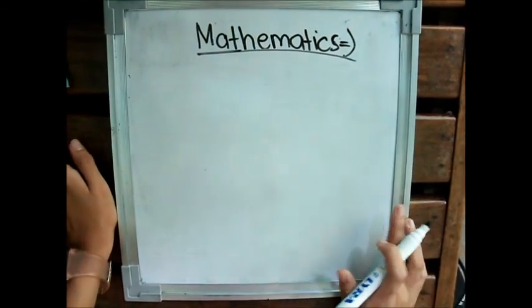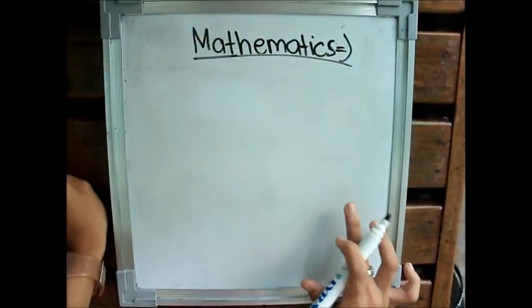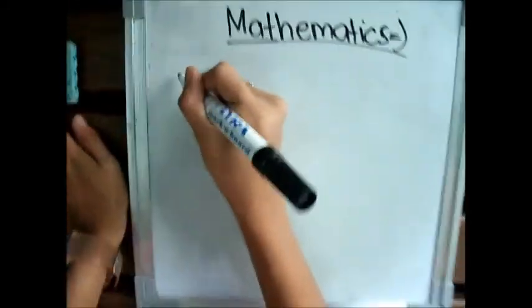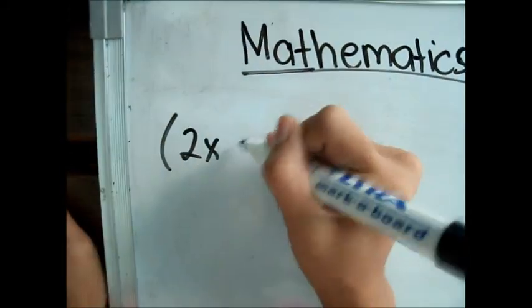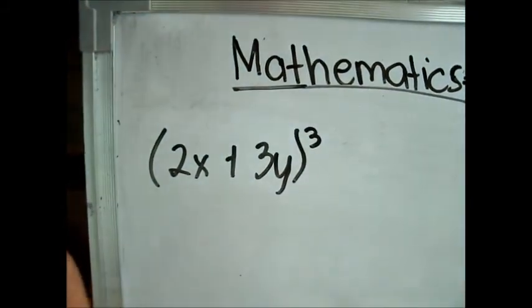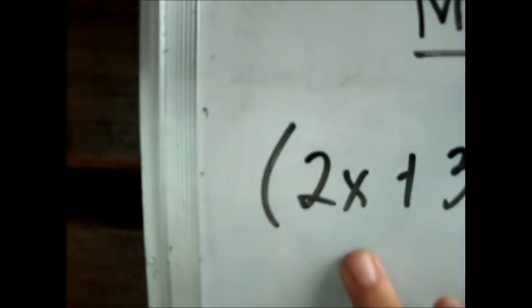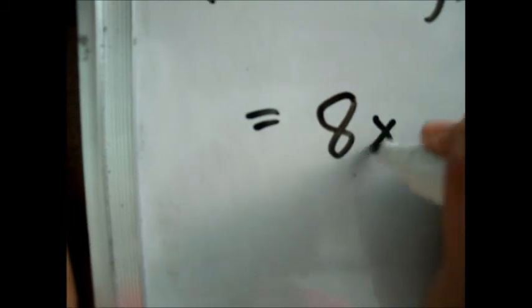Hi there. I will give an example of how to solve the cube of binomial. My equation is (2x + 3y) cubed. The first thing you will do is cube the first term. 2 times 2 times 2 is equal to 8x cubed.